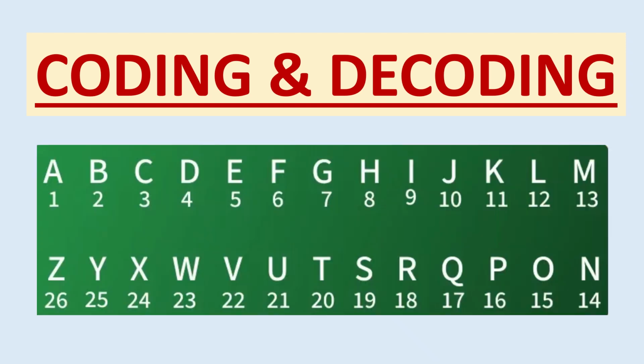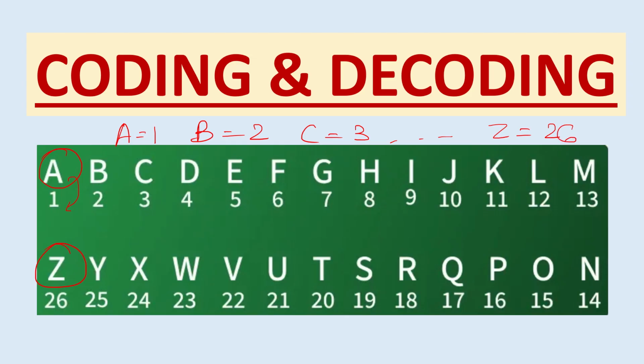Okay, so this is the basic thing that you have to know before solving the questions on coding and decoding. Starting from A till Z, all the numerics you have to know. Meaning A is equal to 1, B is equal to 2, C is equal to 3, and so on till Z is equal to 26.